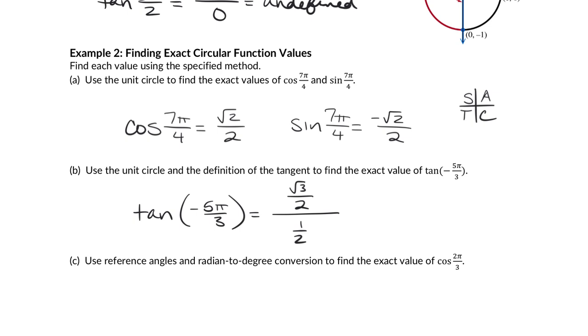Oof, we got fractions over fractions. What was the rule again? Keep, change, flip. So we keep square root 3 over 2. We change, we flip. The 2's cancel, and we're left with square root of 3.